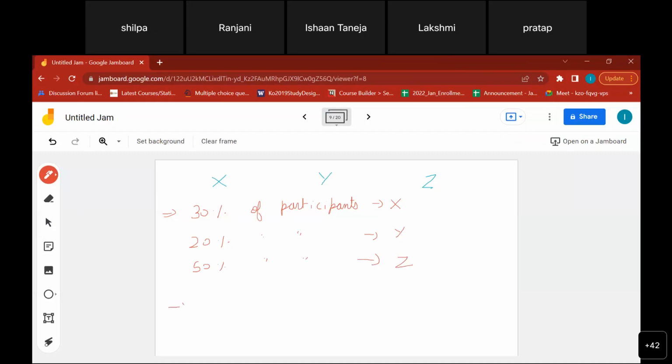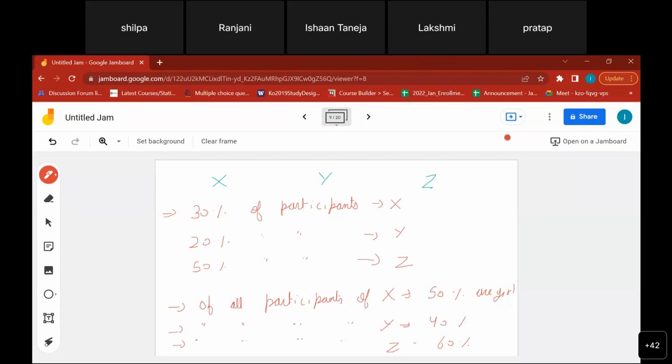The next information given to you is, of all the participants of college X, 50% are girls. Of all the participants of college Y, 40% are girls. And of all the participants of college Z, 60% are girls. So if I'm choosing any participant randomly, what is the probability that the selected participant is a girl?